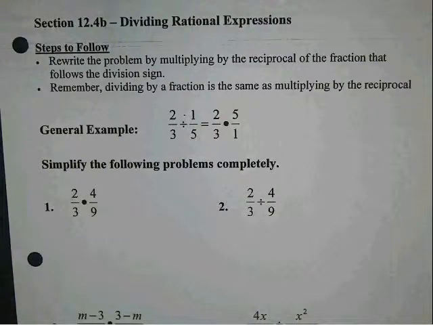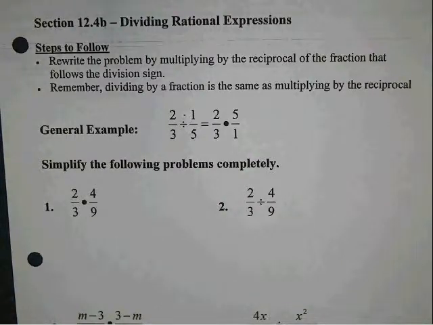Look at this stuff. Second half of our lesson, dividing rational expressions. Rewrite the problem by multiplying by the reciprocal of the fraction that follows the division sign. The most common error that we get on these kinds of problems is people flip the wrong one. So here's my general example: 2/3 divided by 1/5 is the same thing as 2/3 times 5/1. People do the wrong thing and they flip the wrong one.